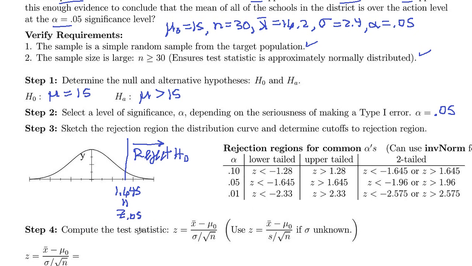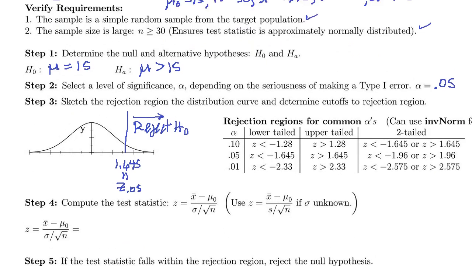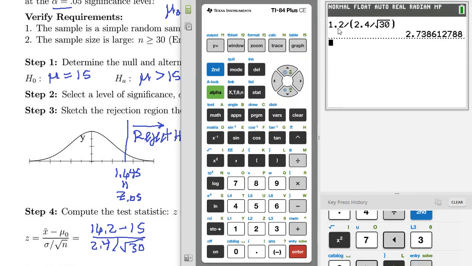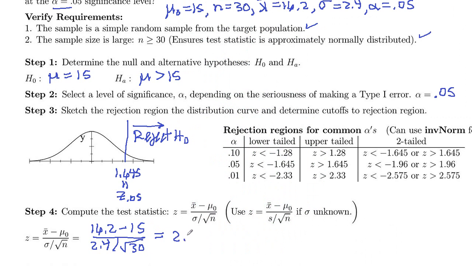Next, we need to compute the test statistic. This is the formula for our test statistic. So let's see here. x bar was 16.2 minus mu 0 is our 15. We're dividing by sigma, which was 2.4 here, and divide by square root of 30. So if you compute that on the calculator, the difference on the top is 1.2. I did that, got 2.74. And that 2.74 is about right here. So that's our z test, our test statistic.